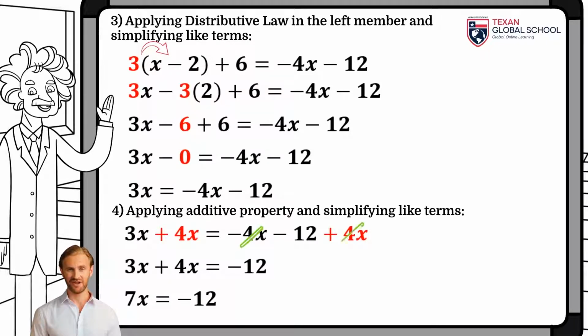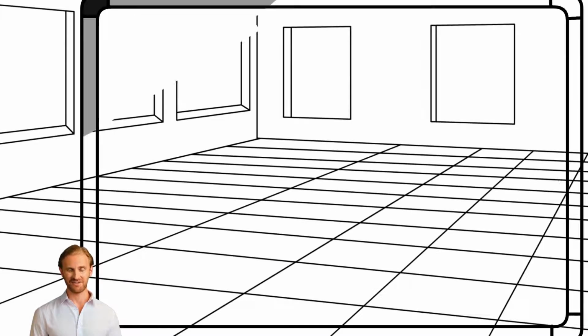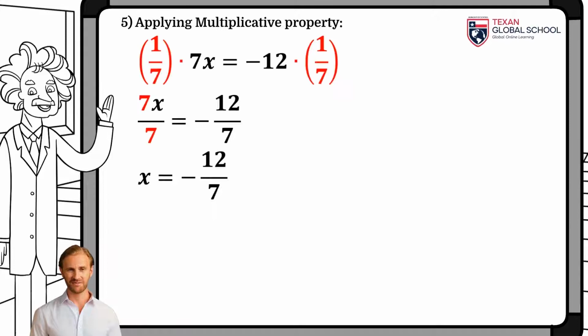Now we will send all the linear terms to the left side. We apply the additive property. We add 4x to cancel it from the right member. We simplify like terms, obtaining 7x equal to -12. We then apply the multiplicative property to eliminate the denominator. We multiply by 1/7 on both sides of the equation. We simplify 7 by 7, thus obtaining x equal to -12/7.